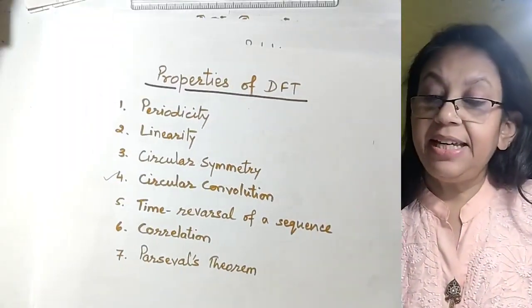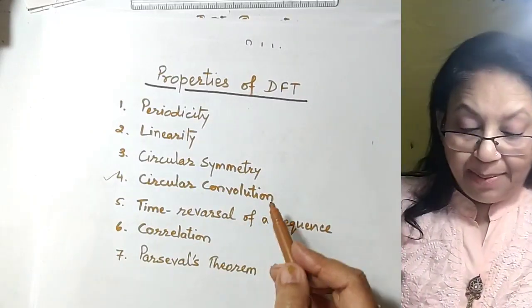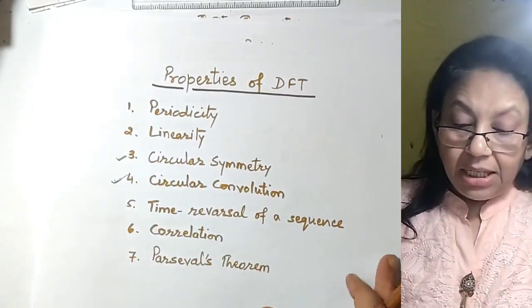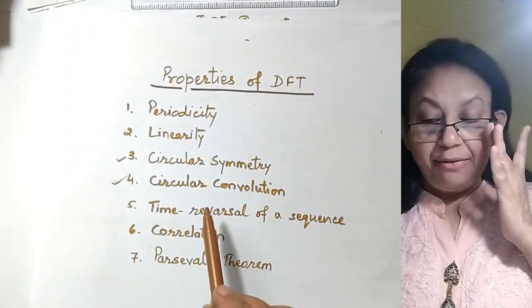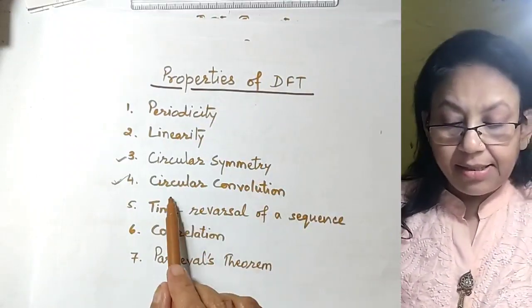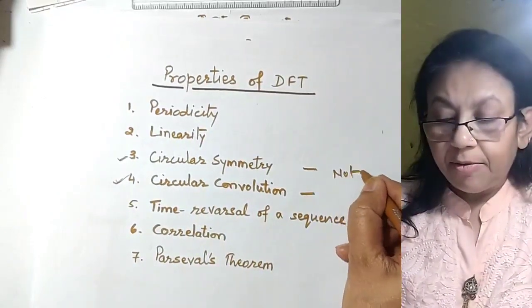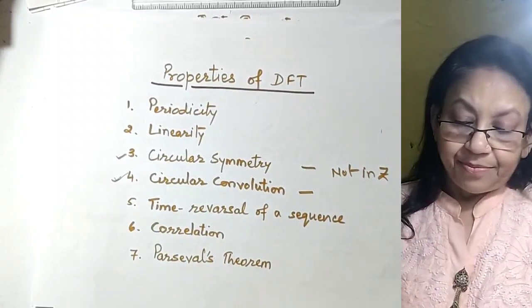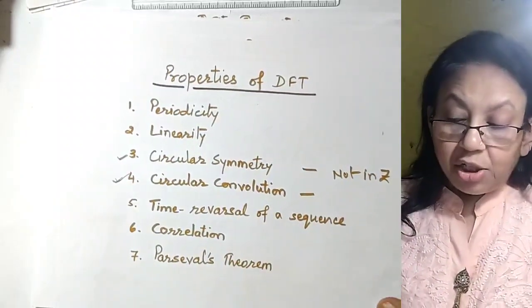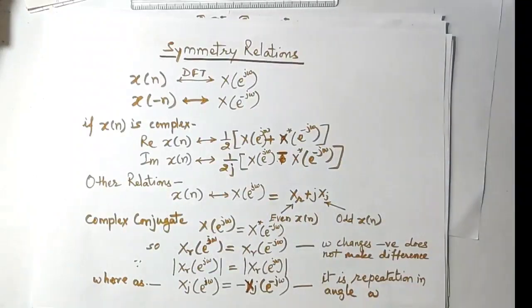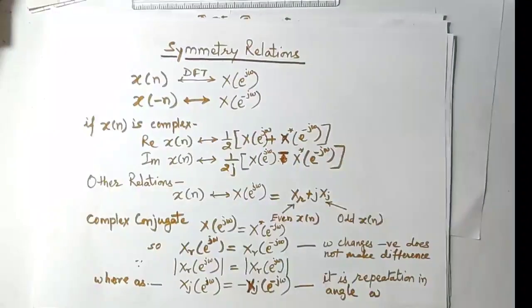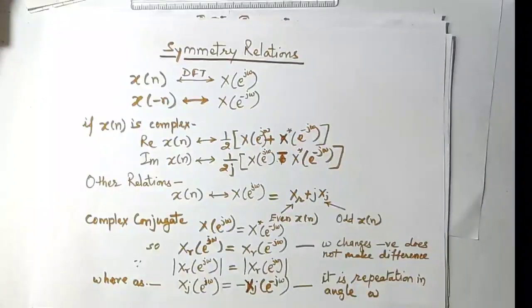The symmetry property is a very important property we have. All those properties we have seen in all the transforms except these two. This is the most significant property of DFT, circular symmetry and circular convolution. These two properties are not in Z. So it is very important, and we can say that this is the feature of DFT, in fact.